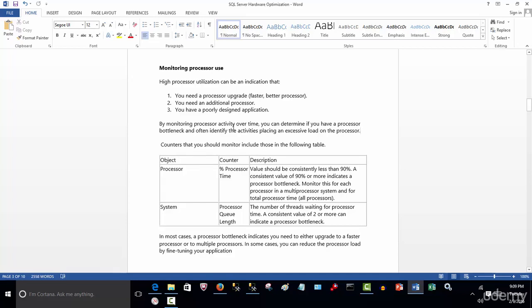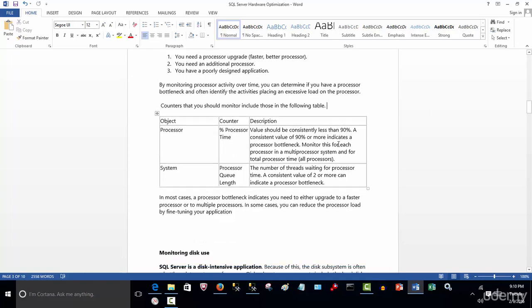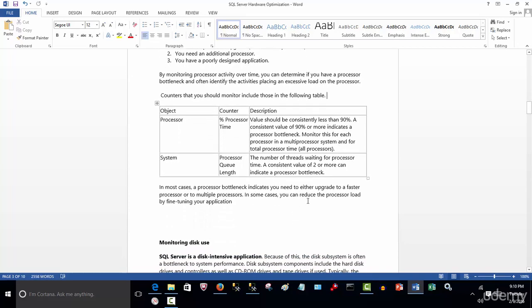By monitoring process activity over time, you can determine if your process is a bottleneck and identify the activities placing excessive load on the processor. So take a note of that. So what are the monitors that we're going to start with? Well, as I said, there are many counters and objects. You'll notice that when I open the performance monitor, the main subject is going to be the object, and within the object, you'll have multiple counters.